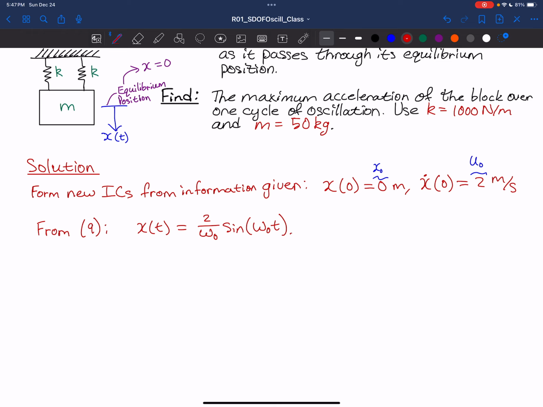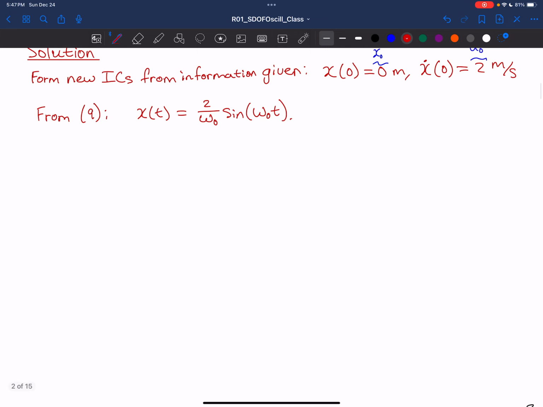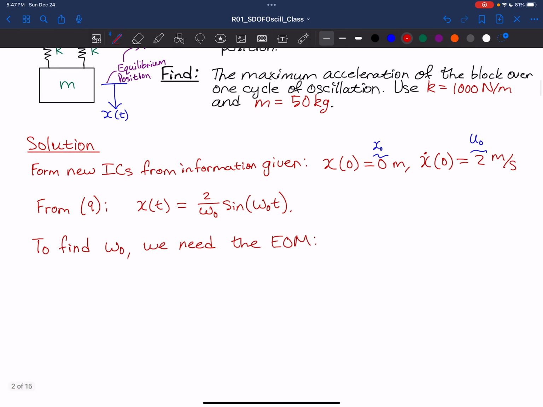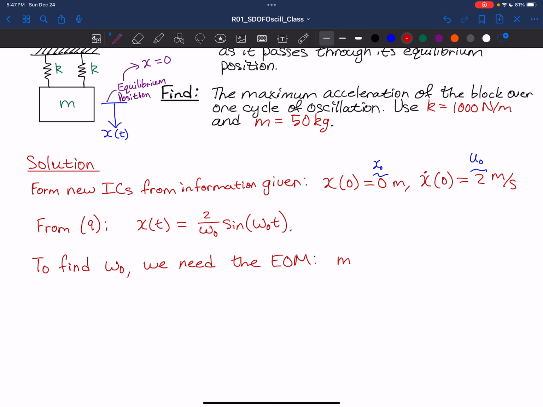At this point, we now need to find the natural frequency omega sub 0. And in order to do that, we need to write down the equation of motion. So to find omega 0, we need the equation of motion, or the EOM. Okay, so in this case, since we have two springs, well, first the mass times acceleration, that's going to be m x double dot. We have two springs here, so the restoring force acting on this mass for a positive displacement will be minus 2 times kx.